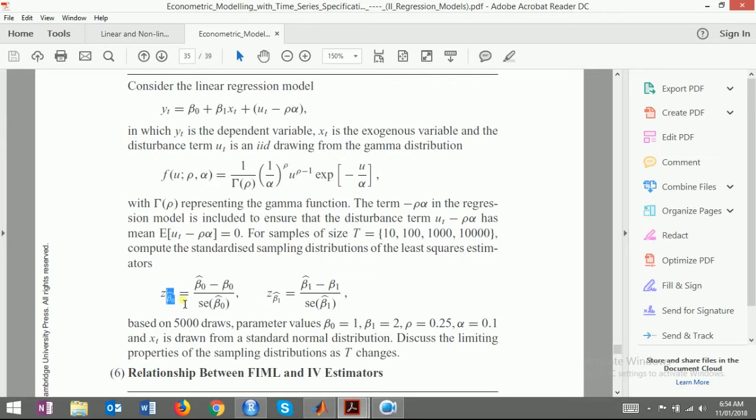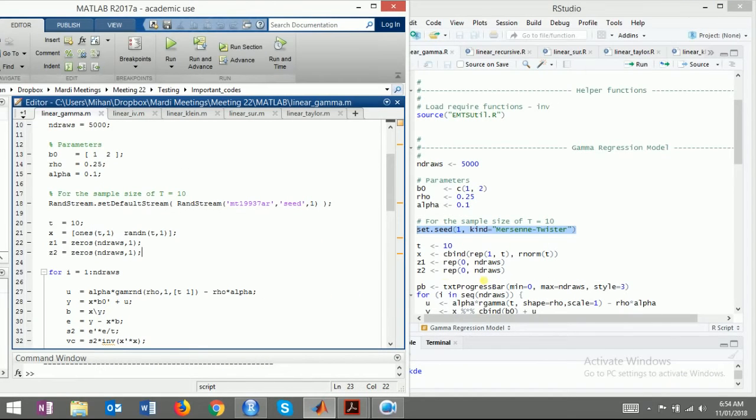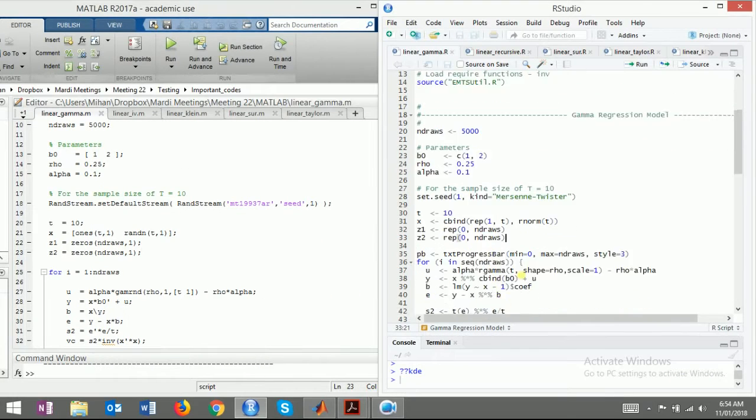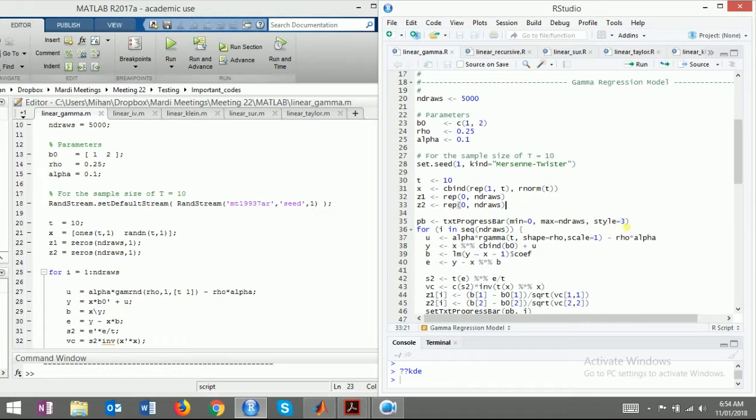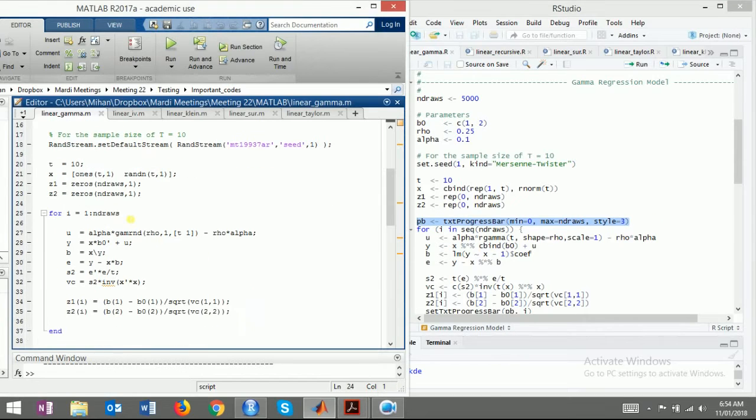Oh yeah, we need to estimate the two standardized sampling distributions that we want. So this is storing replicate 0, n rows, replicate 0, n rows. Again, this is not necessary. For 1 to number of rows, 5000 times, u is equal to alpha.